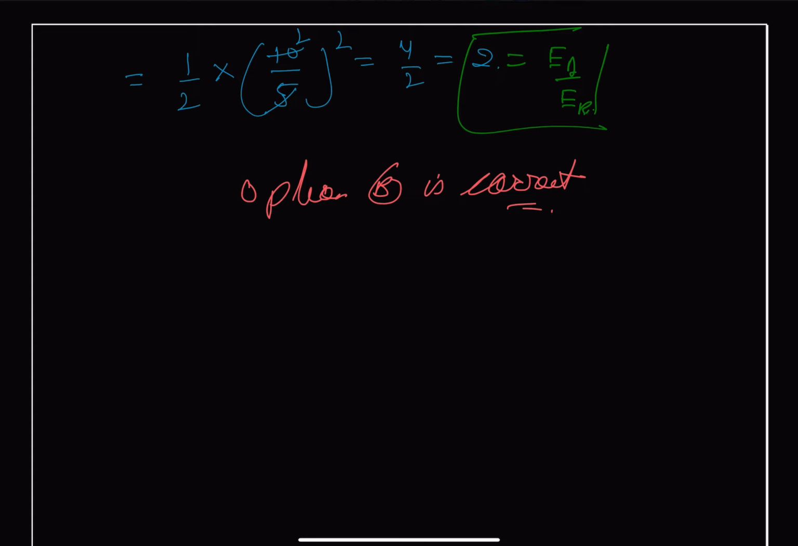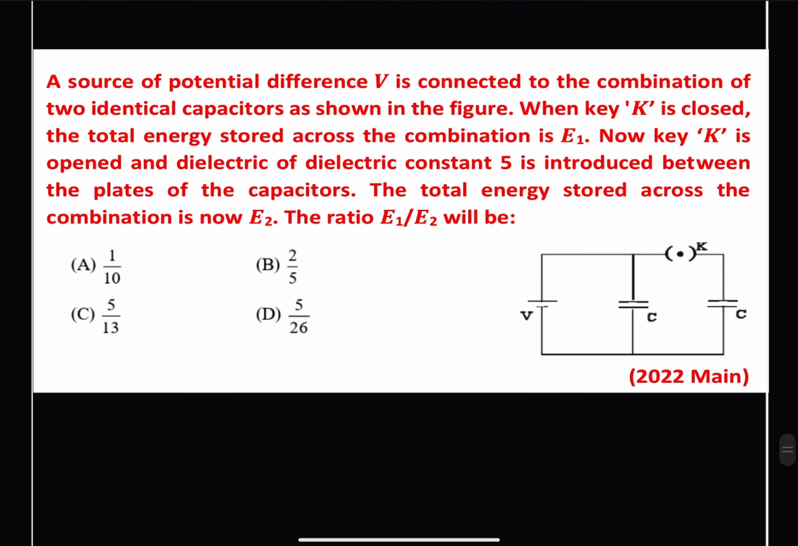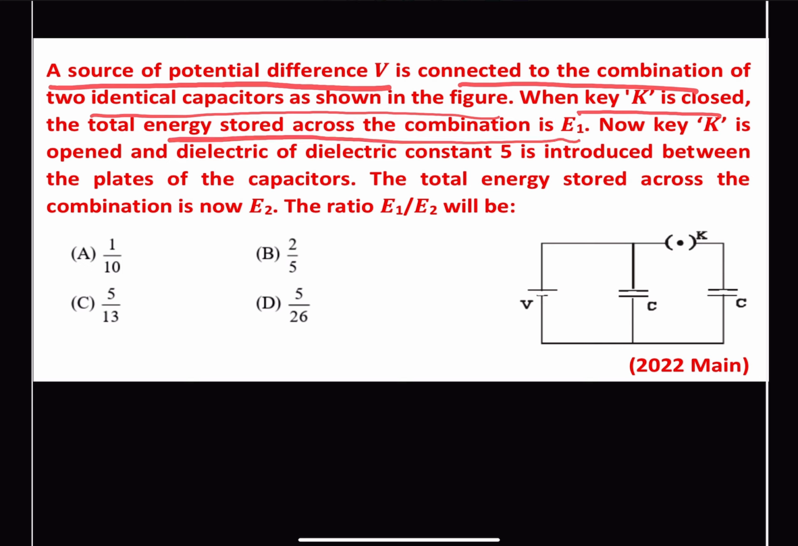Next question. It states that a source of potential difference V is connected to the combination of two identical capacitors as shown in the figure. When key K is closed, the total energy stored across the combination is E1. When key K is opened and a dielectric of constant 5 is introduced between the plates of the capacitors, the total energy stored across the combination is now E2. The ratio of E1 and E2 will be.